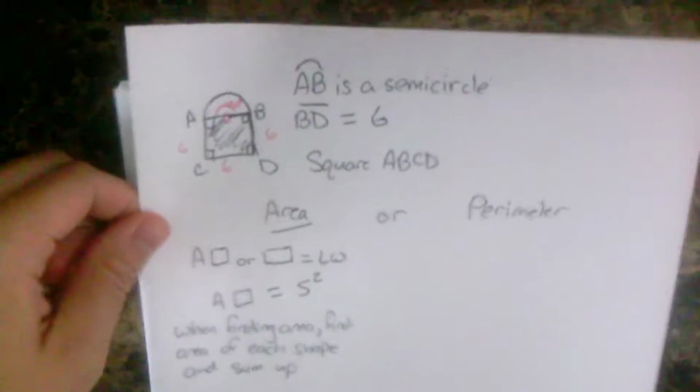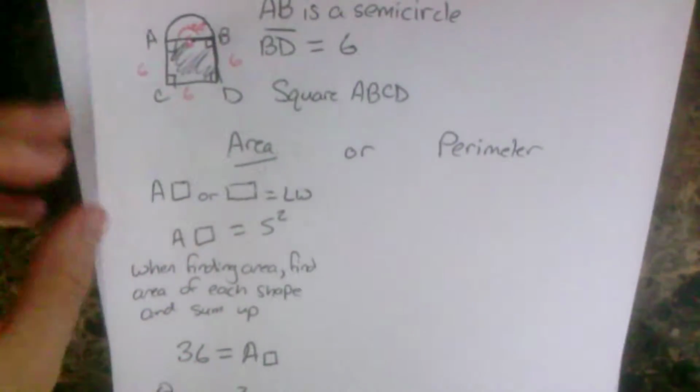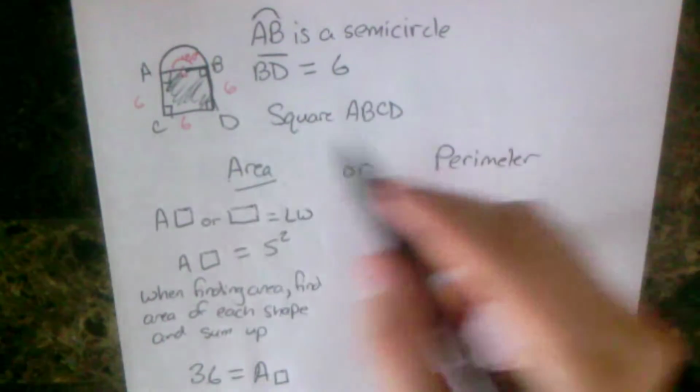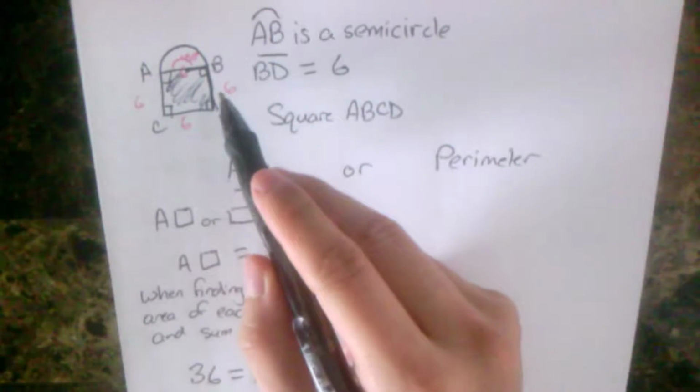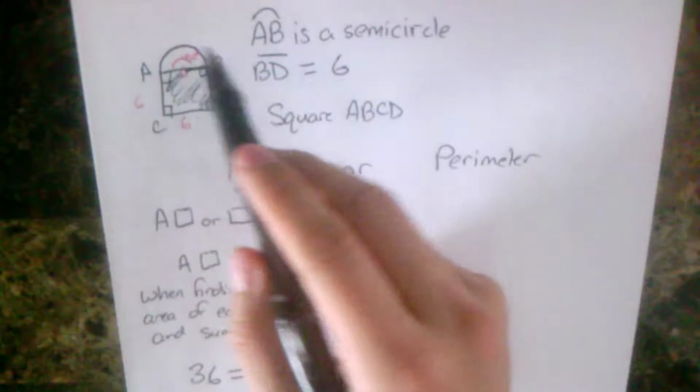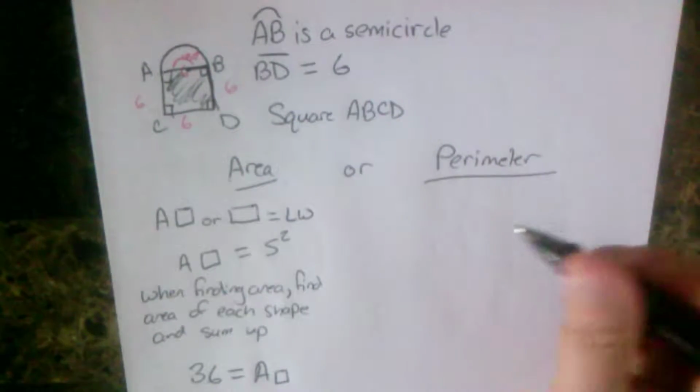Now if we wanted to do perimeter, it's actually a little easier to find perimeter. So area, you have to find each individual shape, and it's a couple of steps. But perimeter, you just need these outsides, and because it is a square, you already know that one's 6, that one's 6, that one's 6. So we just need the semicircle. Again, we'll use our formula.